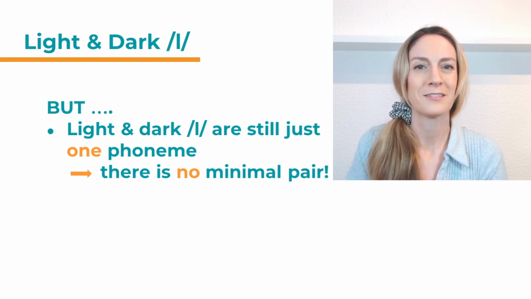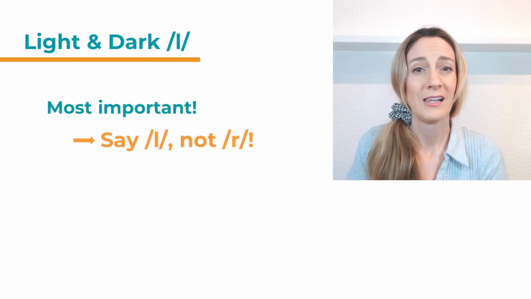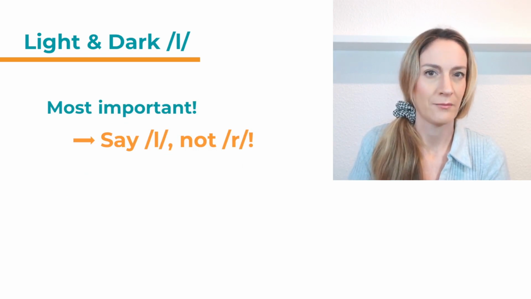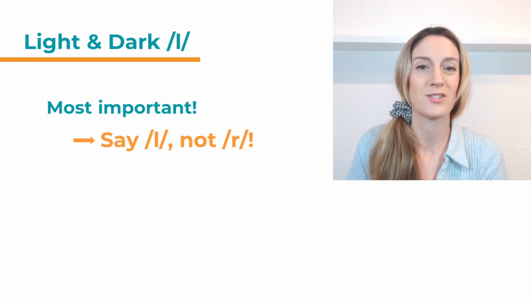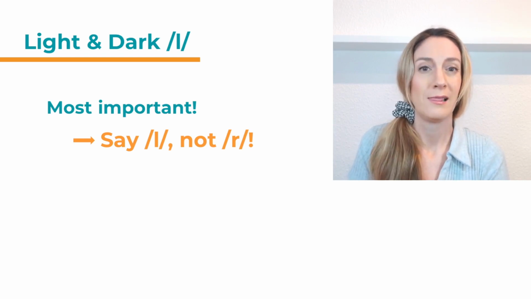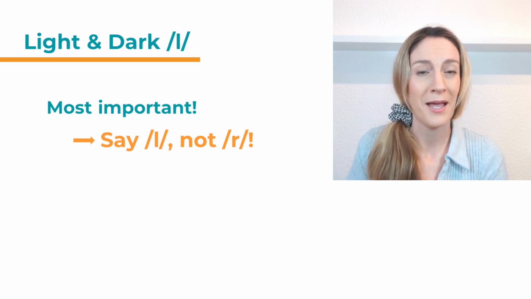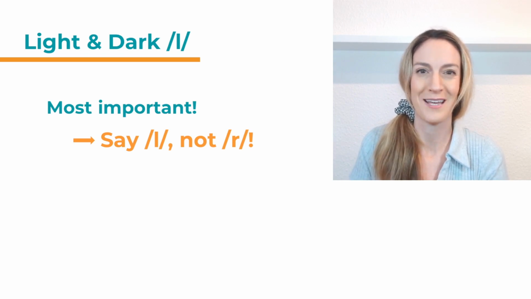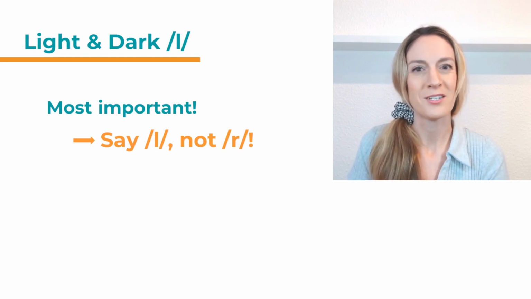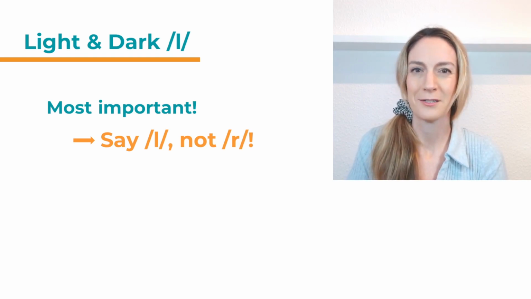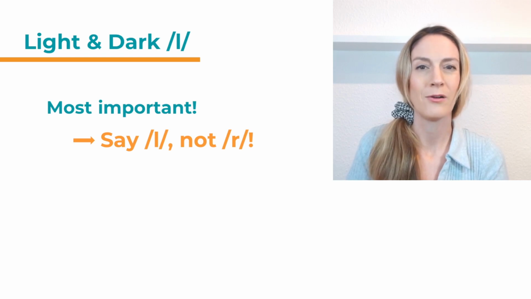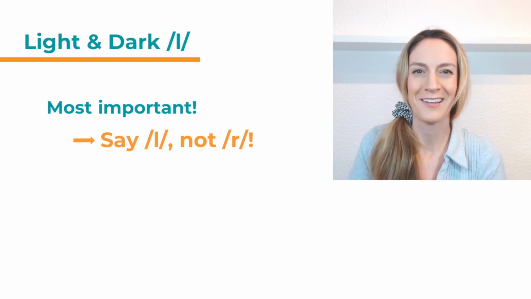But the main difference really is that you have to remember that L is not the same as R. And from my experience teaching for many years, the majority of students struggle with L and R, and they mix them up and they say one for the other. And there are many minimal pairs for those two sounds. So don't worry too much about the dark and the light L, but make sure that your L is different to your R. And if you want to learn more about the R, make sure to check out my other video on that.